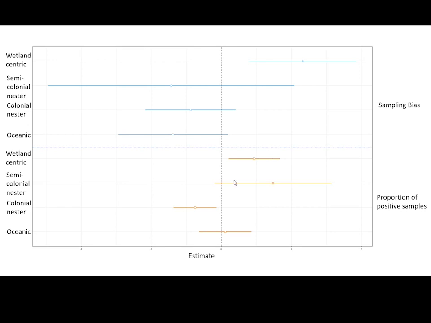For reference, if a line crosses this 0, it means there's an uncertainty of direction, which essentially means it's not a significant p-value. So there is uncertainty in the colonial nesters here for the sampling bias, and also for oceanic species, which I added in after the large-scale outbreaks in seabirds we've seen in the UK over the last couple of years. Okay, it looks like there's a trend there. Interesting.